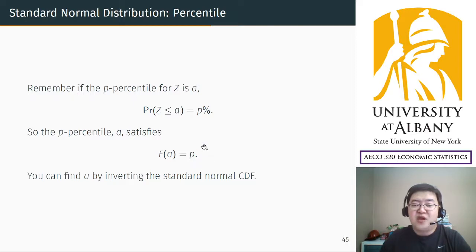So, simply speaking, the CDF at the percentile should be the probability P, and you can find A by it. It means P is given and A is what you look for. Mathematically, what we are doing is inverting the CDF function f. Of course, we don't do it by hand, but the inverse function is built in. It's saved in Excel or any statistical software.